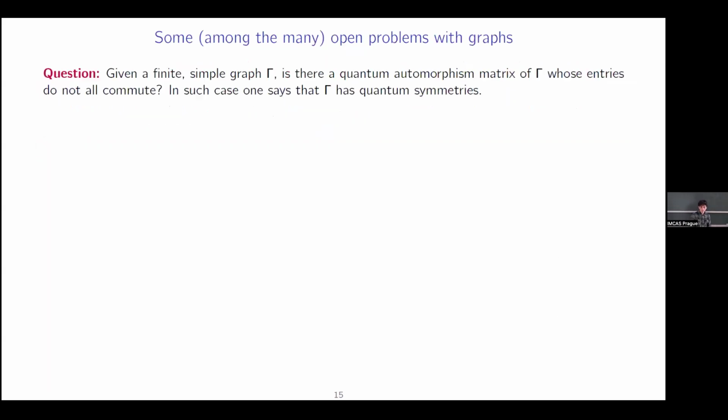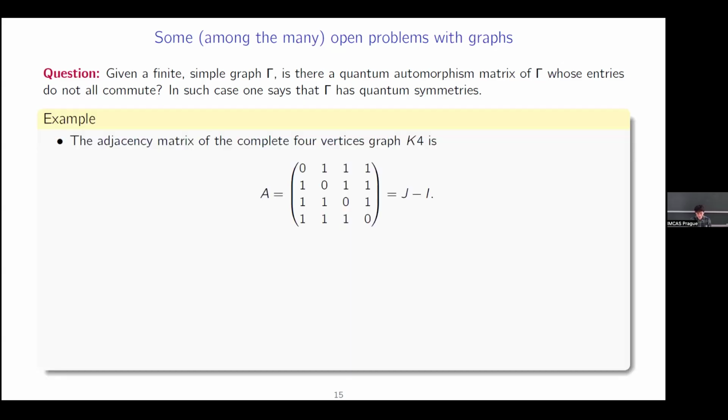So we have some open problems with graphs that I can only state, unfortunately, because I didn't have much time to solve all of these problems by myself. Given a finite simple graph gamma, is there a quantum automorphism matrix of gamma whose entries do not all commute? In such a case, we say that gamma has quantum symmetries.